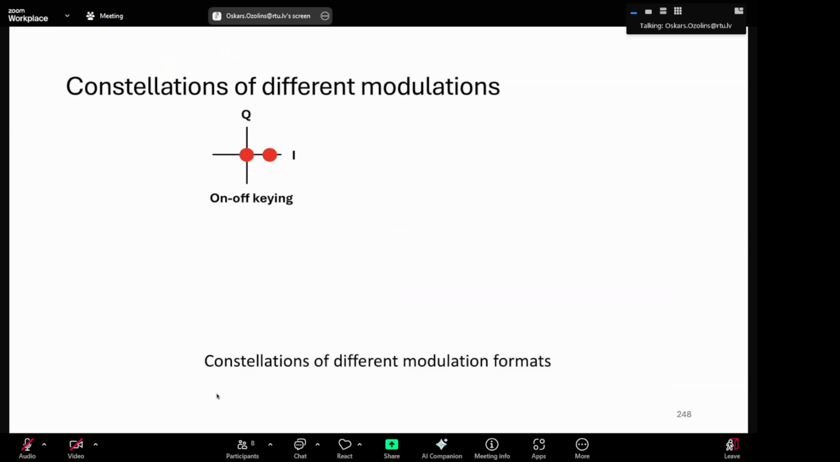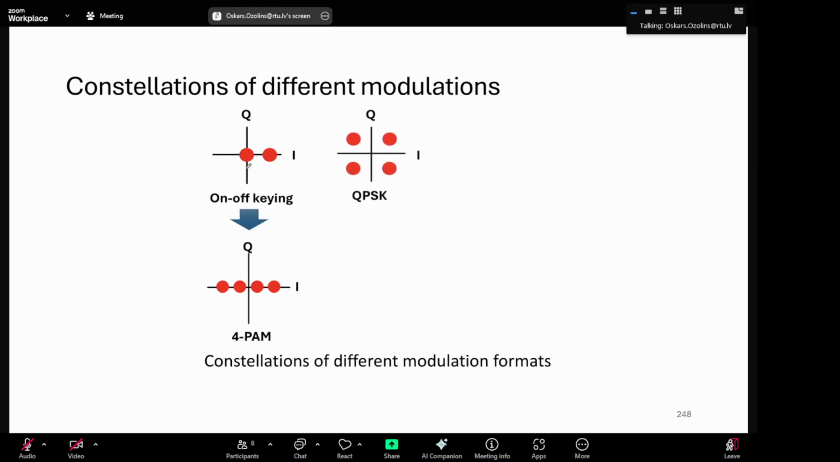So I wanted to look a bit more at constellations. In intensity modulation direct detection systems, if we look at it constellation-wise, then on-off keying looks like two dots here, on the I, and this is the Q plane. So on the real plane we have two dots, and on the imaginary plane we don't have any because we don't really modulate the phase.